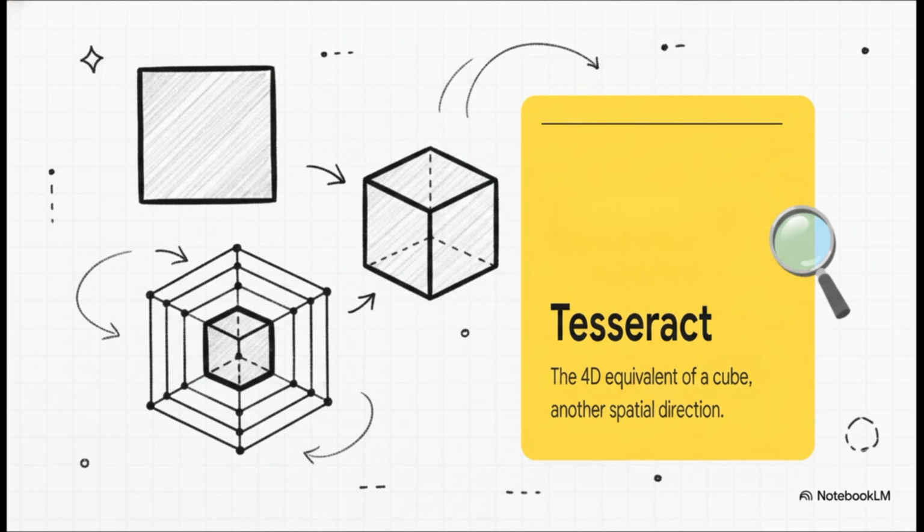We get objects like the Tesseract. A tesseract is essentially the 4-dimensional equivalent of a cube. Think about that progression again. Just as a flat 2D square can be mathematically extended into a 3D cube, a 3D cube can, theoretically, be extended into a tesseract simply by adding another spatial direction. It's a total mind-bending 4D shape that our math proves can exist, even if our biological eyes just cannot behold it in its true form.